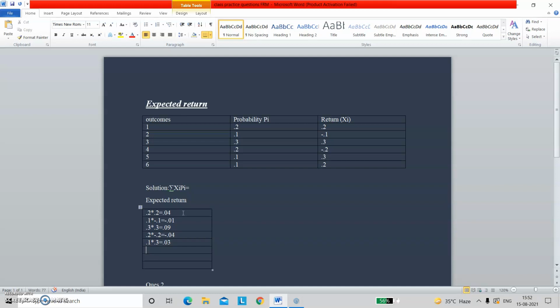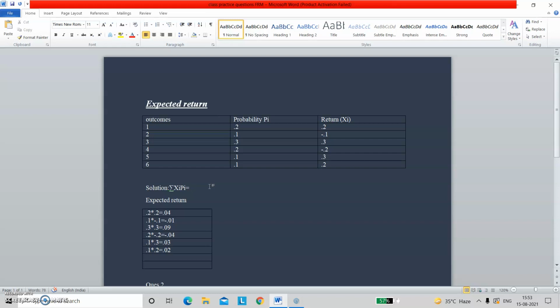And last, for outcome 6 the probability is 0.1, that is, there are 10% chances that outcome 6 will be your actual return. So that return will be 0.2. If we multiply the probability of outcome 6 with the return of outcome 6, it is going to be 0.02, right? So now we are trying to find the expected return on average, what amount of return you are going to get, because any of the 6 can come, right?